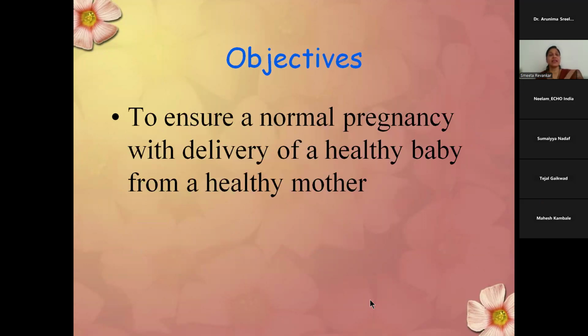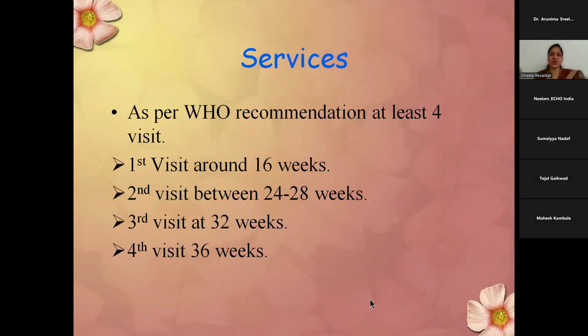So coming to the objectives of antenatal care: to ensure a normal pregnancy with delivery of a healthy baby from a healthy mother. So this is the main objective of the antenatal care. What are the services? As per WHO, it recommends that at least 4 visits are compulsory for an antenatal mother. The first visit is around the 16th week, the second visit around the 24th to 28th week, the third visit at the 32nd week, and the fourth visit at the 36th week.